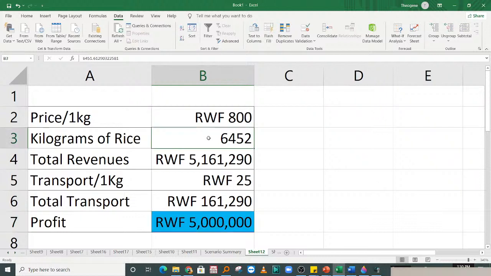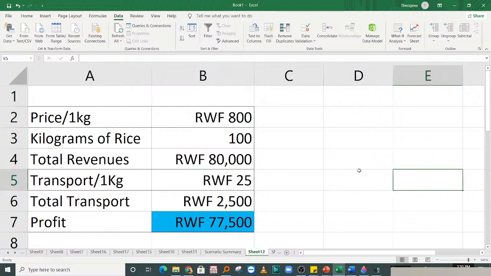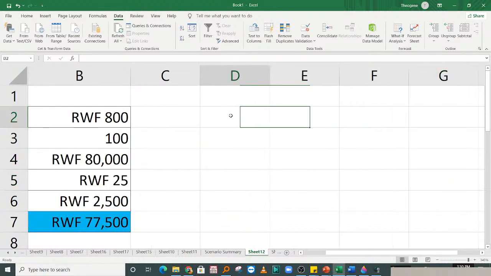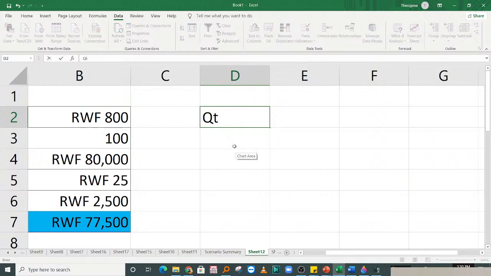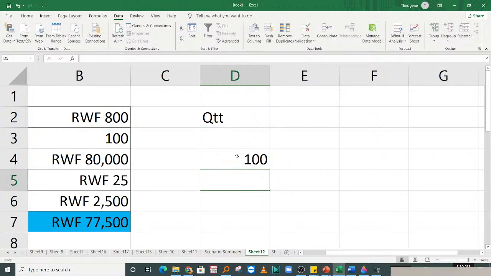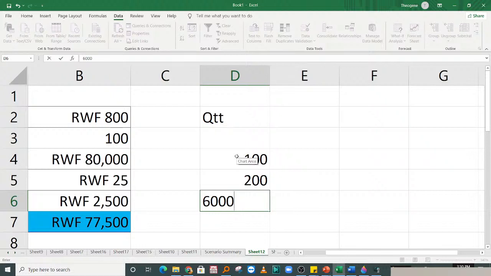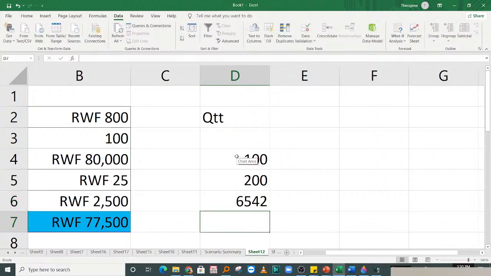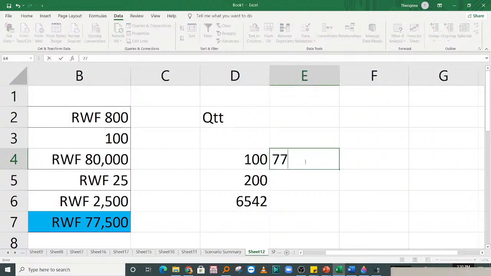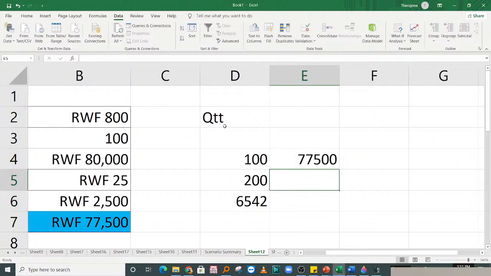Okay, let's go back to 100 again. So we have that. Let's say for example we have the quantity, okay? Quantity here we have 100, we have like 200, we have 6,000, 6,542. So we have, let's leave it like that. To this 100 we have 750. Okay, let me use the table to obtain the remaining quantity.